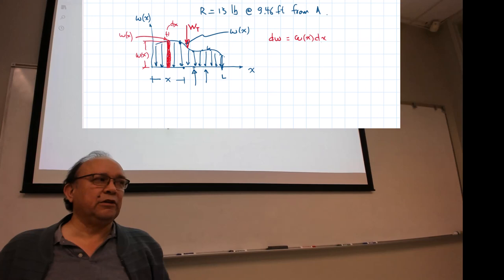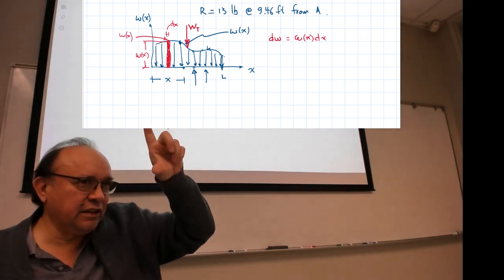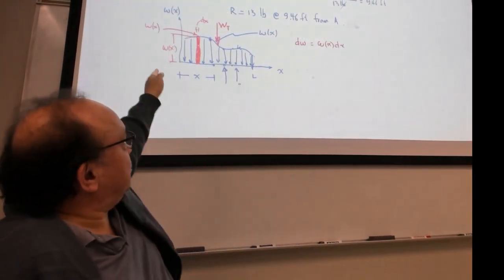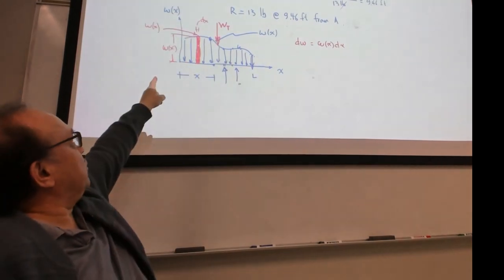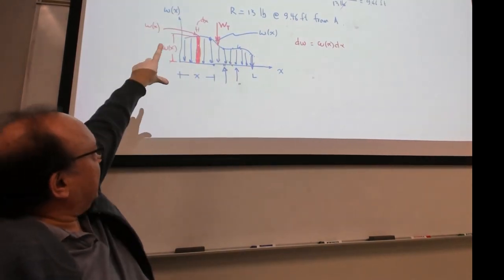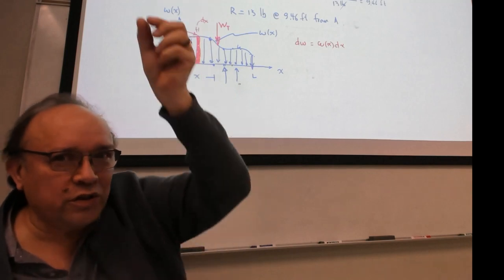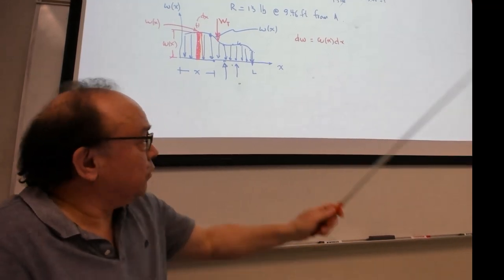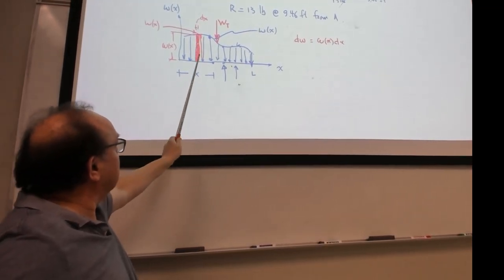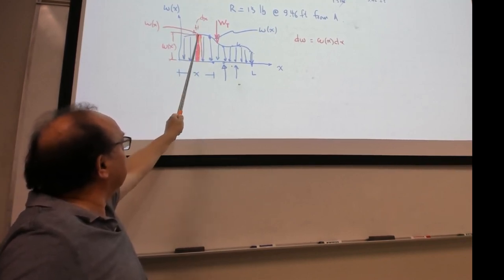Is it clear what we're doing there? Since it's very, very thin, we can consider that the variation of the load in that tiny little space is almost nothing. So we can consider it constant with a value of W of x at that point. That height multiplied by the base, which is dx, gives me the area of that rectangle, which is how much load goes into that thin portion. The load corresponding to this little rectangle is this height times this horizontal dx, so the area of this rectangle.